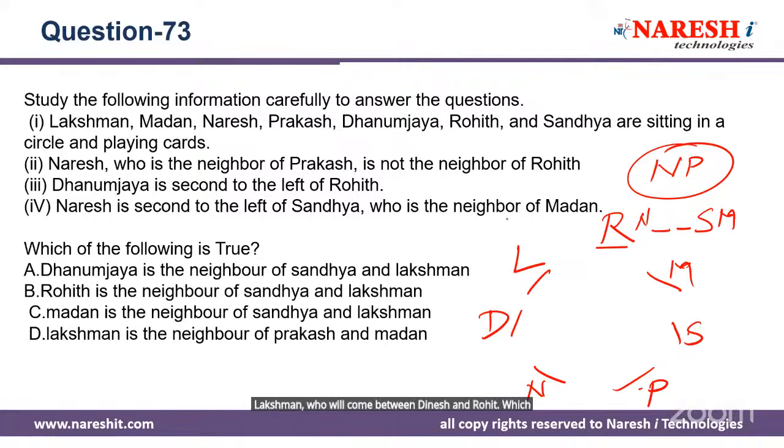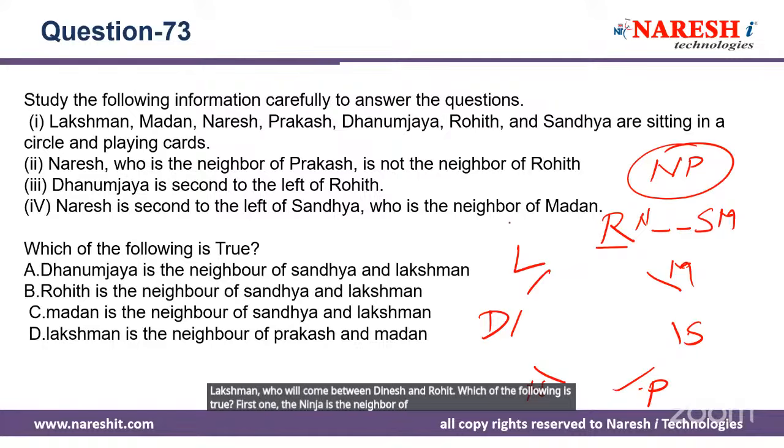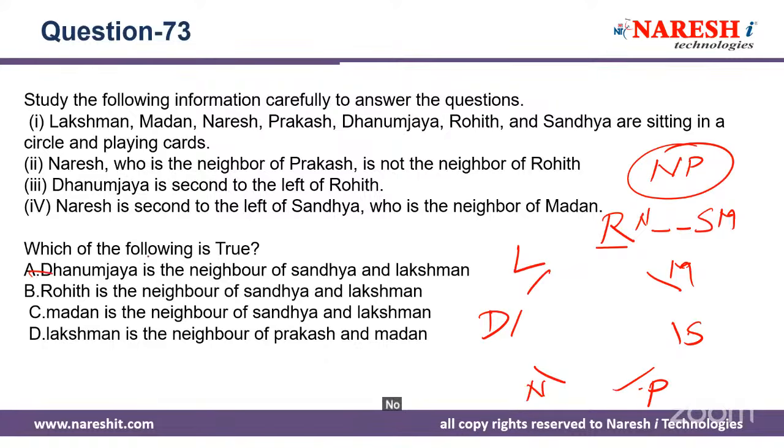Which of the following is true? First one, Dhananjay is the neighbor of Sandhya and Lakshman. No, A is wrong. Rohit is the neighbor of Sandhya and Lakshman. Wrong. Madan is the neighbor of Sandhya and Lakshman. Wrong. Lakshman is the neighbor of Prakash and Madan. Why do all seem to be wrong? Dhananjay is the neighbor of Sandhya and Lakshman. Madan is the neighbor of Sandhya and Lakshman. No. Lakshman is the neighbor of Prakash and Madan.